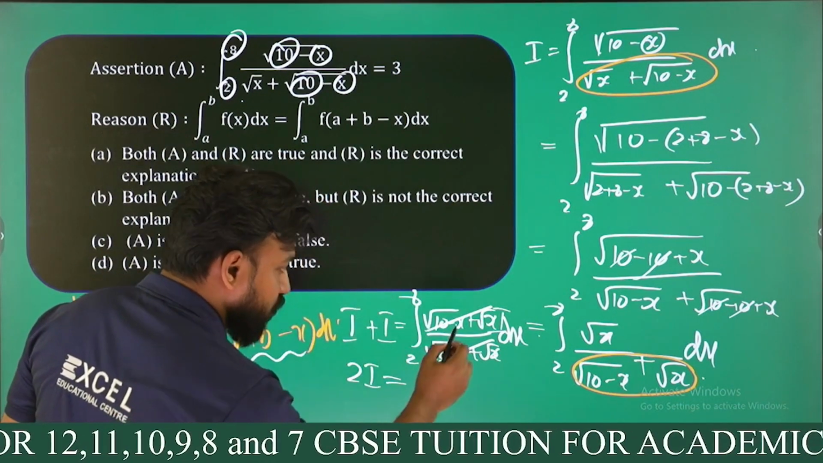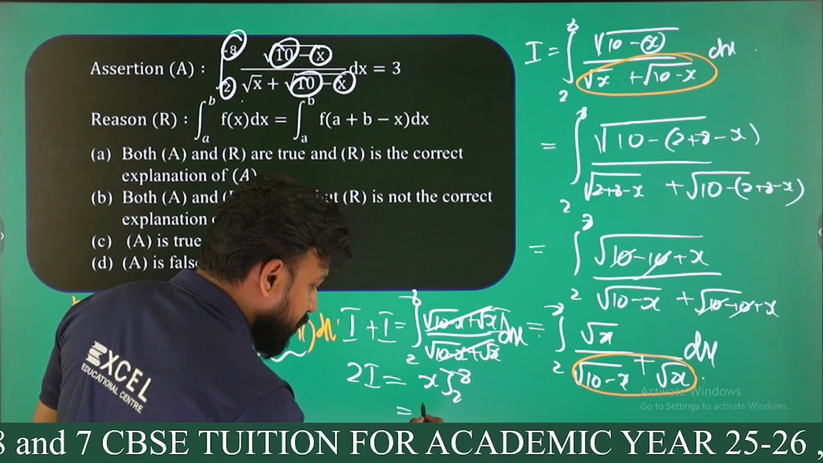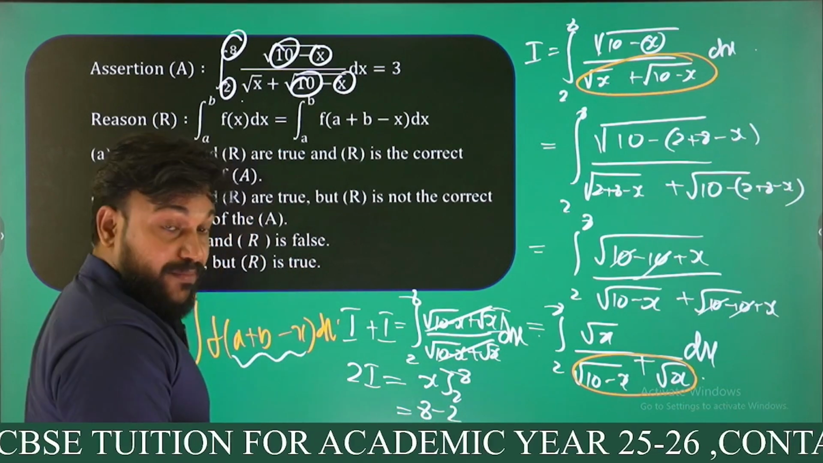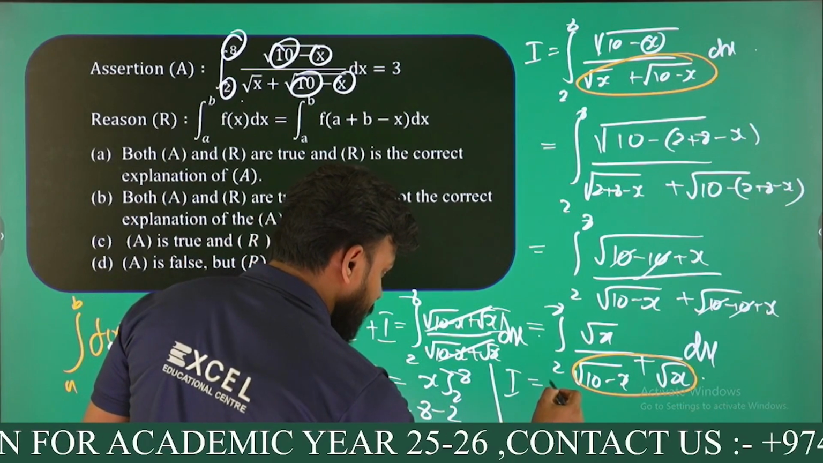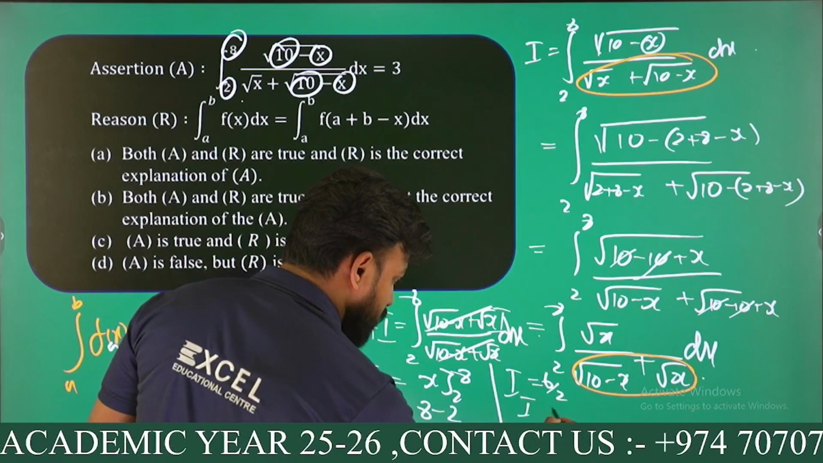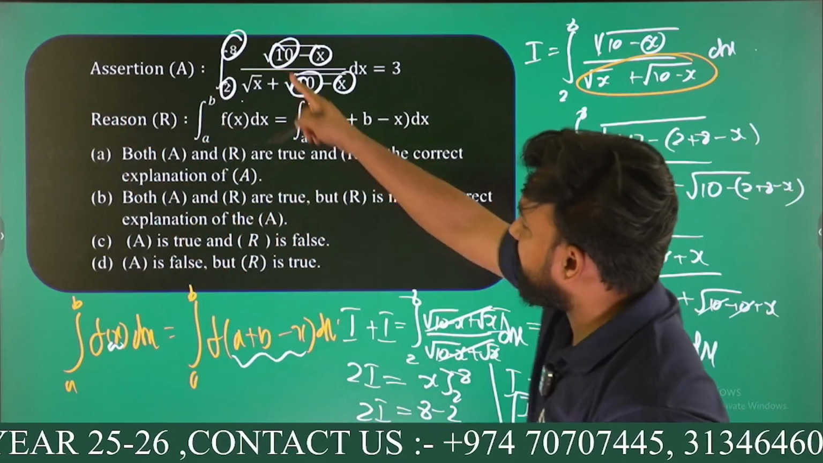So 2I is equal to integral of 1, which is x, to the limit 2 to 8. So upper limit 8 minus lower limit 2. So 2I is 6. So you will get I as 6 by 2. So I is 3. You got 3. So come to this question, integral of this thing is 3.